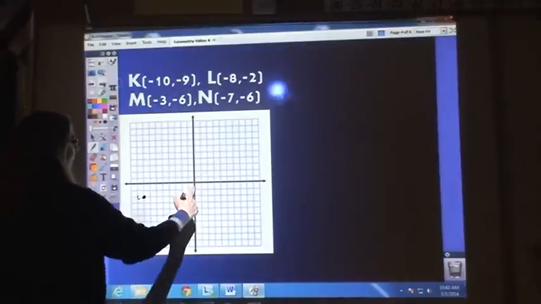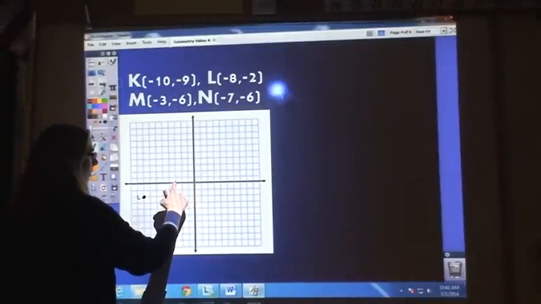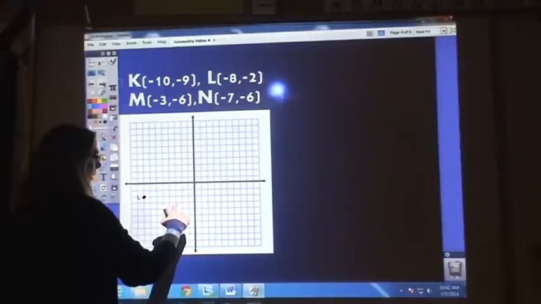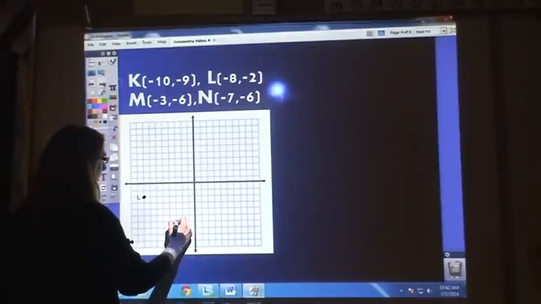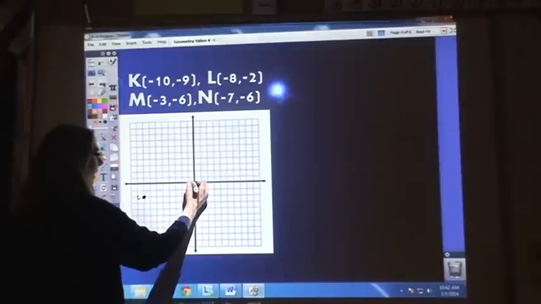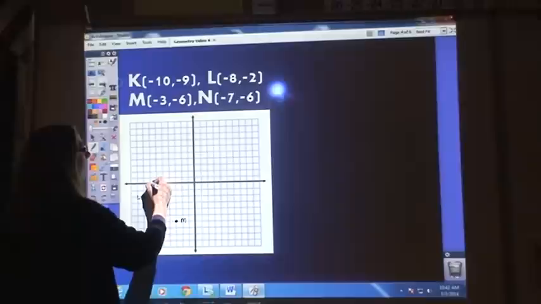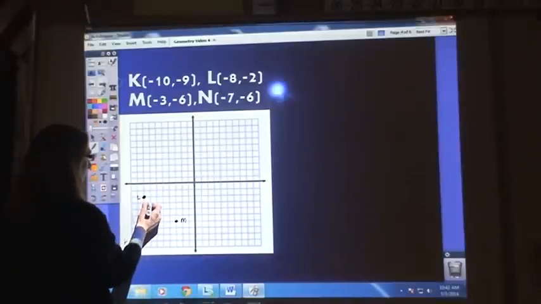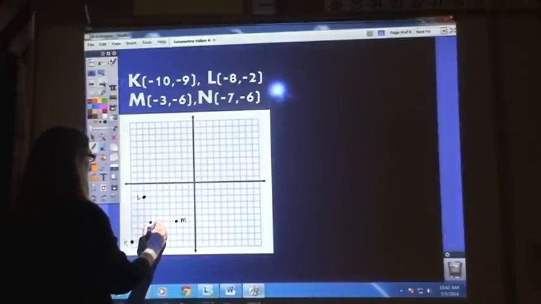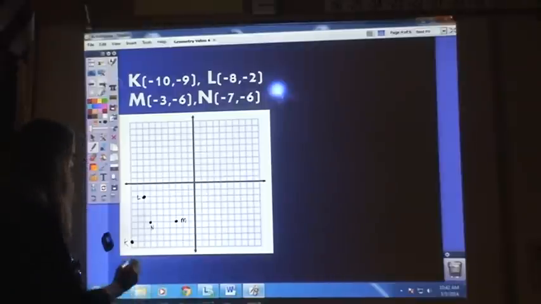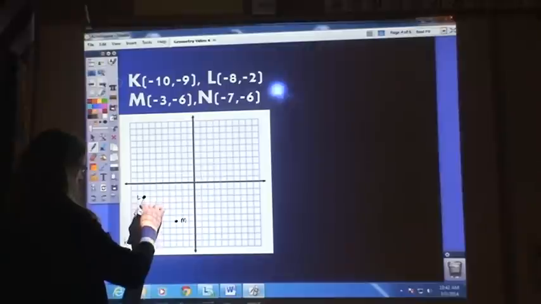Now I have M, negative 3, 1, 2, 3, and negative 6. 1, 2, 3, 4, 5, 6. This is M. And finally N, negative 7, 1, 2, 3, 4, 5, 6, 7, and negative 6. 1, 2, 3, 4, 5, 6. This is N. Ooh, this is going to be an interesting shape, so now I'm going to connect the points.